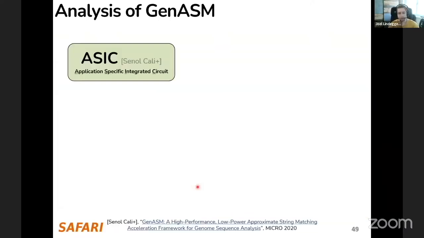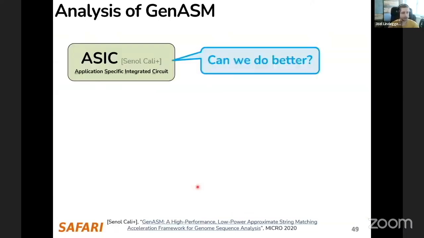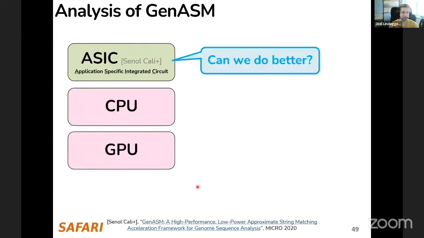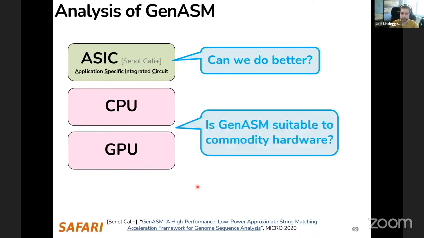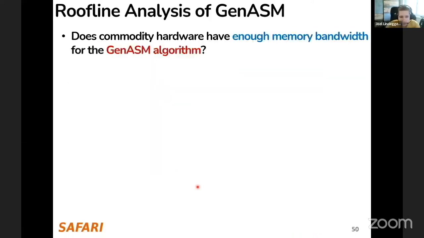So yeah, we just looked at the ASIC of GNASM, and the key question here is, can we do better? In particular, can we build a more efficient hardware accelerator? And then if you look at commodity hardware, which GNASM didn't target at all, so commodity hardware would be something you can buy like CPUs and GPUs, the question here is, is GNASM suitable to this commodity hardware, or can it be made suitable maybe? So to answer these questions, we started with a memory bandwidth analysis.